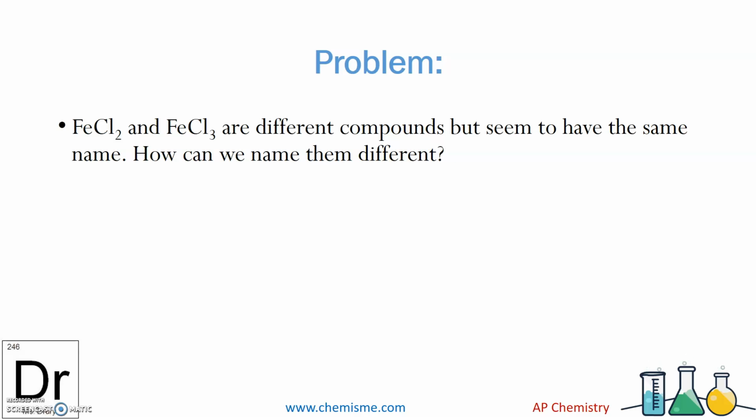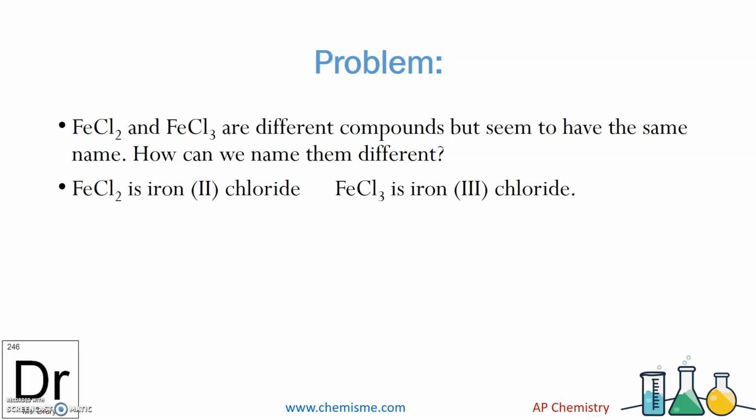Problem. FeCl2 and FeCl3 are different compounds but seem to have the same name. How can we name them differently instead of just both being called iron chloride? Well, FeCl2 is going to be called iron 2 chloride, and FeCl3 is going to be called iron 3 chloride. The 2 and 3 might seem like they're related to how many chlorides there are, but it actually is related to what the charge of the ion is of iron. So the Roman numeral is in regards to iron's charge when it mixes the way it does in these chemicals.